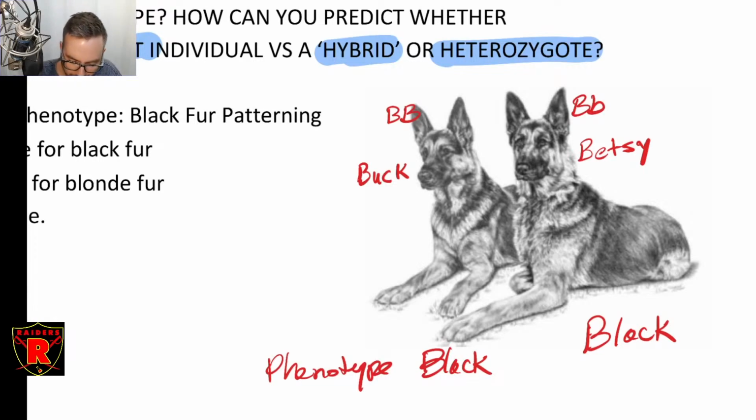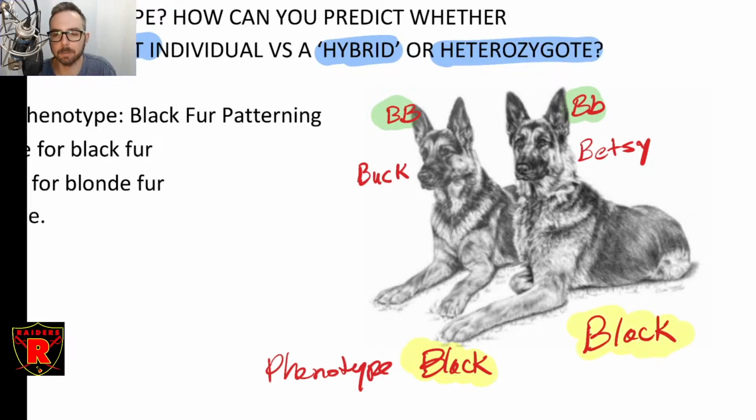So keep in mind that I'm telling you here at the outset which one is a purebred and which one is a hybrid. However, you don't know this before you do the test cross. So the only thing that you actually do know about these two is that they're both black, okay? So they both have a black coat. In other words, both of the dogs are showing the dominant trait.